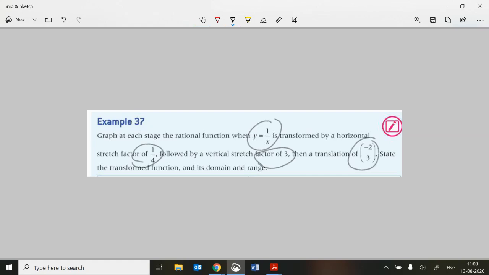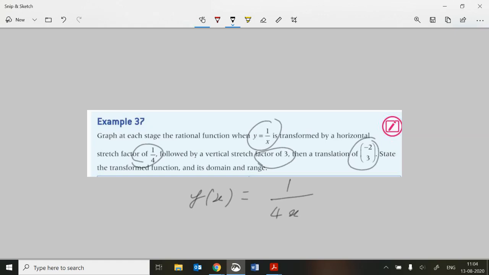Okay, well, I'm going to state the transformed function first. Okay, so your transformed function is going to be, so the stretch factor of a quarter is going to become, because it's in a horizontal direction, that's going to be us saying 1 over 4x.